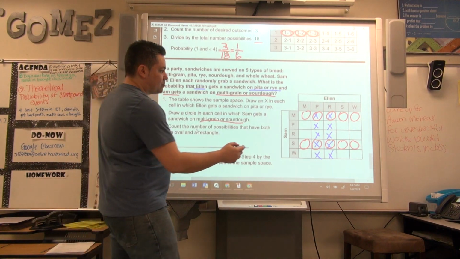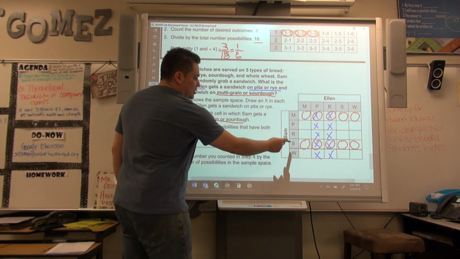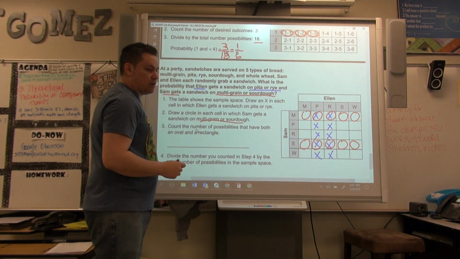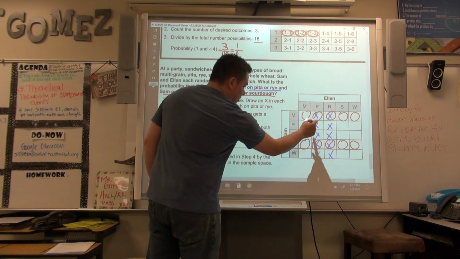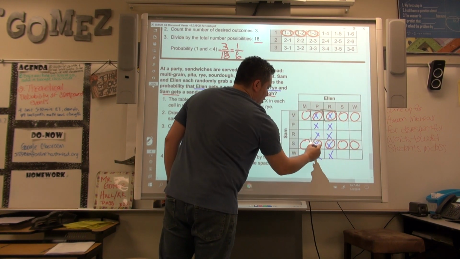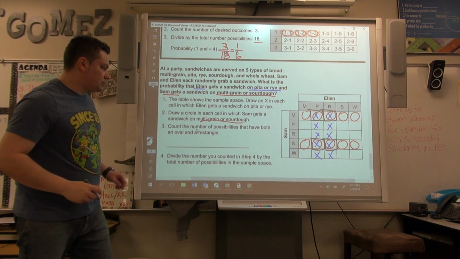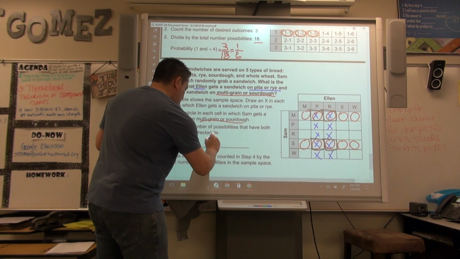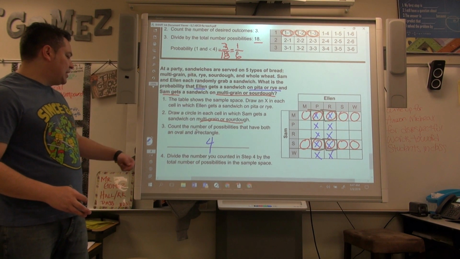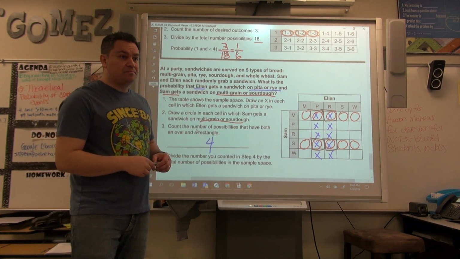Pita and multigrain. Pita, sourdough. Rye, multigrain. And rye and sourdough. Everybody see? So we have this one right here, 2, 3. So how many times does that happen? 4 times. Divide the number that you counted by the total number of possibilities in the sample. How many possibilities do we have?